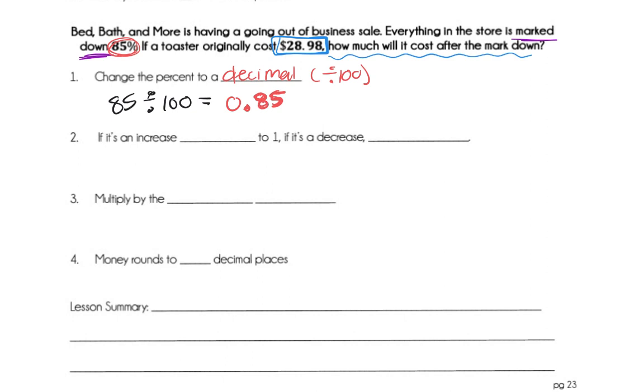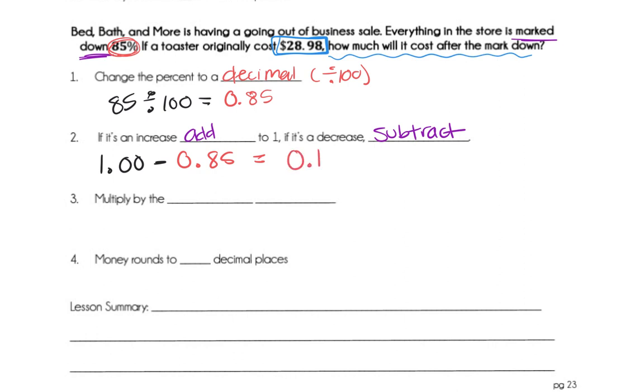Okay, double check that the decimal moved correctly. If it's an increase, we're going to add that number to 1. If it's a decrease, we're going to subtract that number from 1. So I always start by writing my 1, so 100% as a decimal. This is a markdown. It's going to be less money, so we're going to subtract my percent as a decimal. So 1 minus 0.85 means we're left with paying for 15% of the cost.